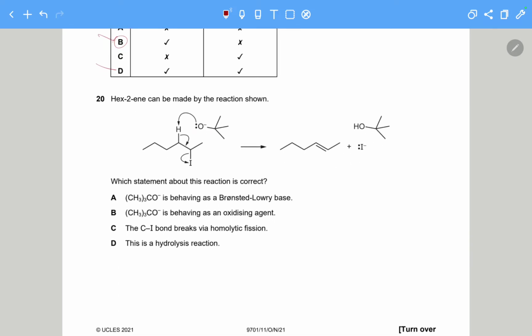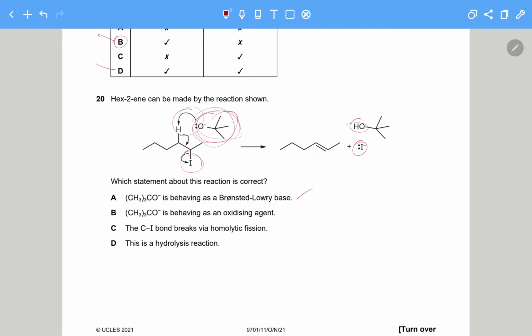Question 20. Hexene can be made by the reaction shown. Which statement about the reaction is correct? So first, let's see what type of reaction this is. It's an elimination reaction, as you can see, because you are removing iodide ions and you're protonating the oxygen over here. So you are forming a carbon-carbon double bond by eliminating this iodide. So which statement about this reaction is correct? (CH3)3CO negative is behaving as a Bronsted-Lowry base. So they are talking about this compound right here, and this is correct because it is removing a proton, and remember, a Bronsted-Lowry base is a proton acceptor. So this is indeed behaving as a Bronsted-Lowry base. So A is probably the correct option, but we'll read all of them.